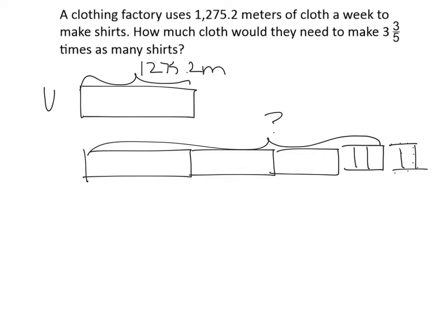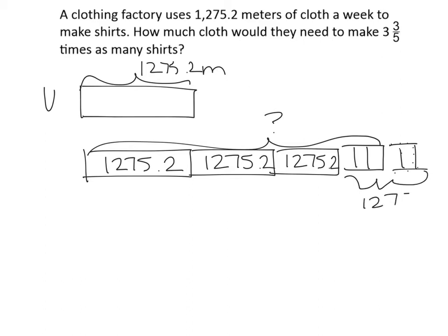I'm going to do this problem just a little differently than I did the last one to show you another way you could solve these problems. So we know that each of these units are 1,275 and 2/10. So I'm going to fill those in. Okay, and we know that this whole thing is 1,275 and 2/10, but we only need 3/5 of that. Okay, so I'm going to change 3/5 to a decimal, and then I'm going to multiply that decimal times this so that I can get how much 3/5 would be.